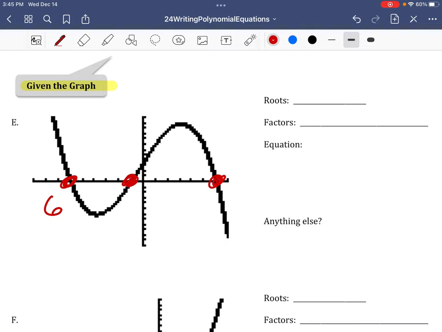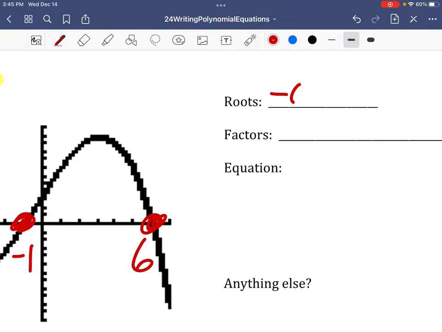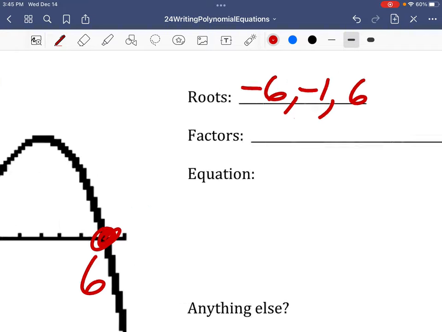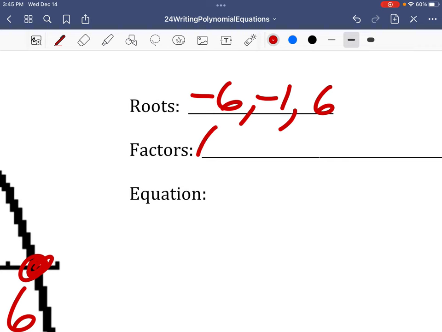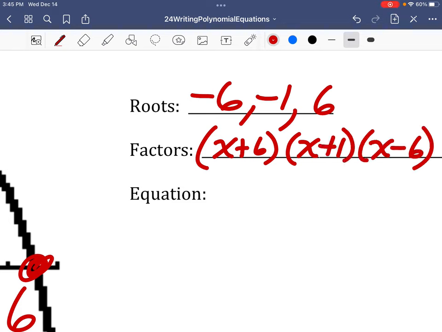Now, if we do a little careful counting, you have negative 6, negative 1, and 6. So those would be my roots. Again, negative 6, negative 1, and 6. And of course, if those are the roots, then I'm going to have factors. Remember, each root has a factor, and I can be 100% sure that the factors will match with each of those roots.